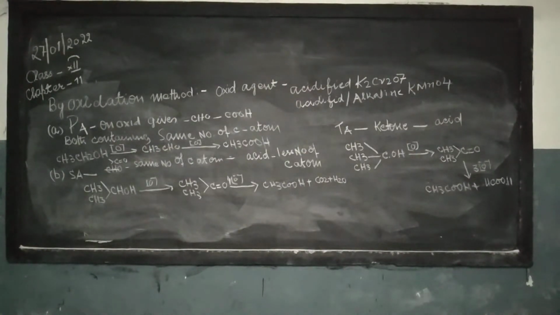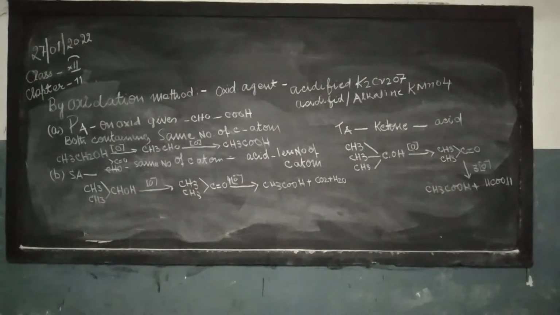Lastly, we are going to discuss tertiary alcohol. Tertiary alcohol on oxidation gives ketone, which on further oxidation gives acid. Now we will check the number of carbon atoms in the ketone as well as in the acid.